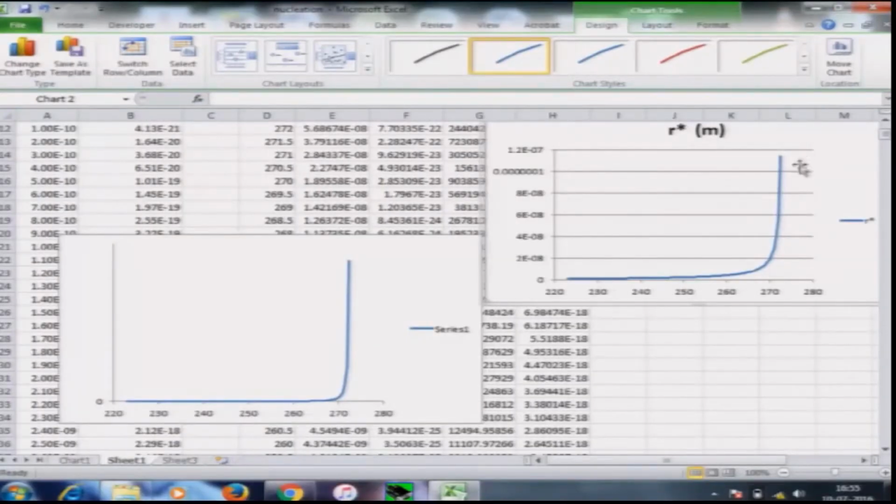To get this graph, you can see in both cases, R star and delta G star, show a similar trend. As the undercooling increases, or the transformation temperature decreases, R star decreases and delta G star drastically decreases. So conditions for nucleation become favorable when the undercooling is increased.